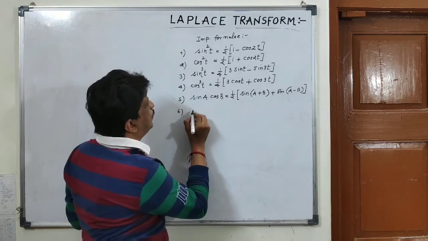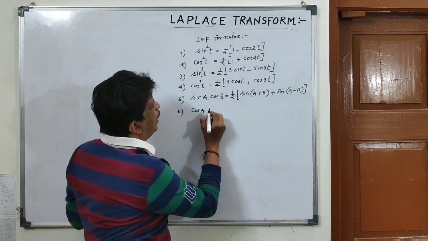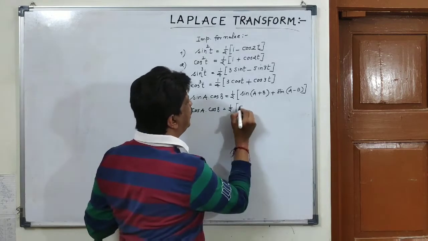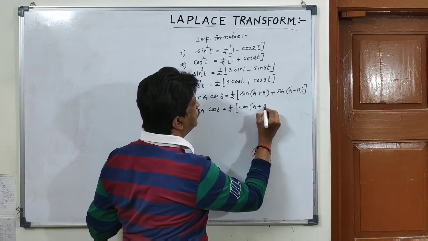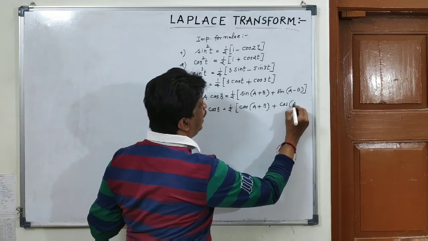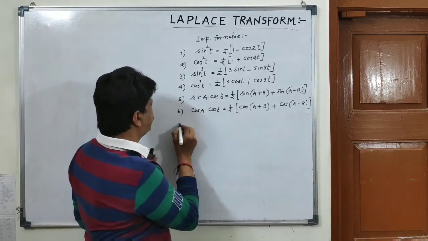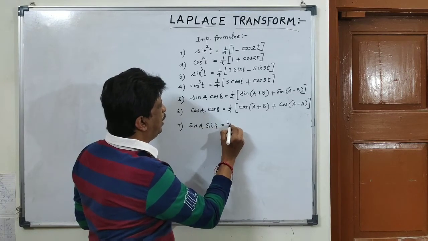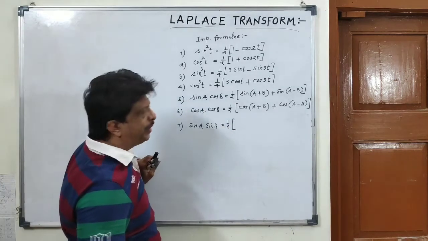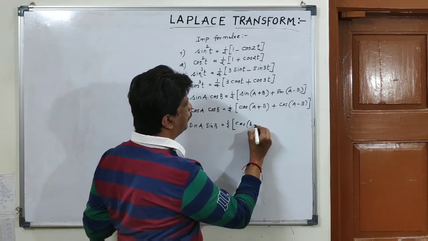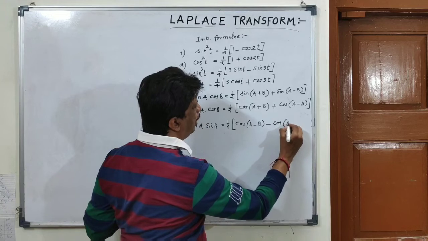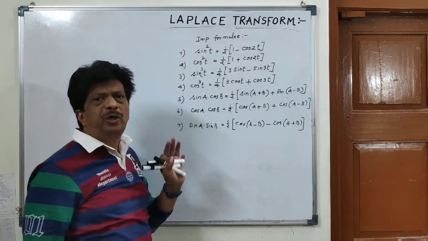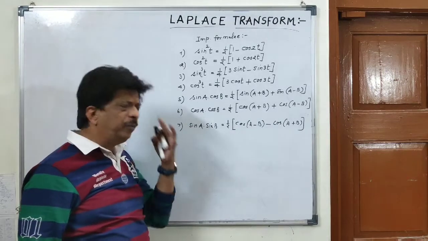Sixth, cos A cos B is equal to 1 by 2 times cos of A plus B plus cos of A minus B. Seventh, sin A sin B is 1 by 2 times cos of A minus B minus cos of A plus B. Should note this formula. These are fundamental trigonometric formulas.